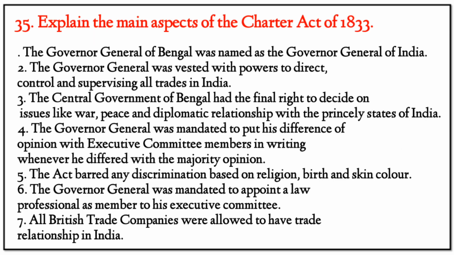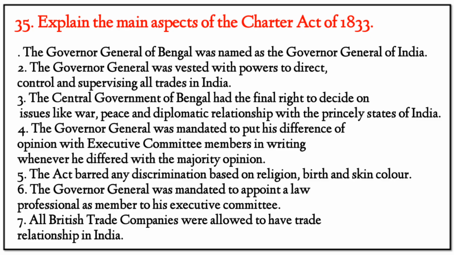Next, question number 35. Explain the main aspects of the Charter Act of 1833. First, the Governor General of Bengal was named the Governor General of India. Second, the Governor General was vested with powers of direct control and supervision over all matters in India.